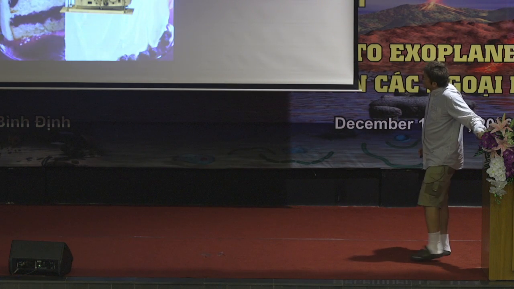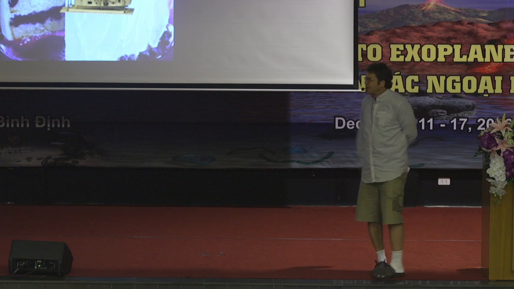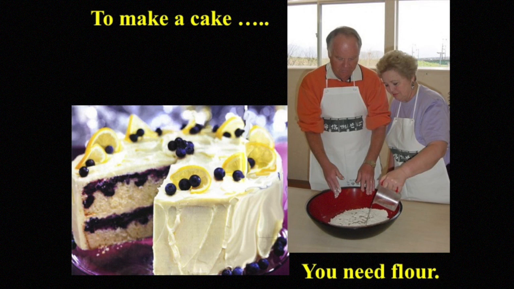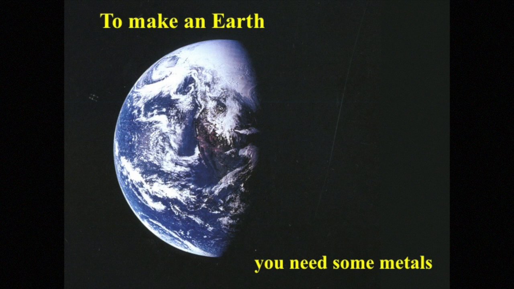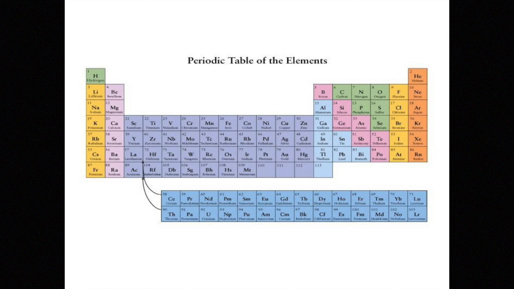Okay, so one thing is to make a cake, you need flour. I think you can agree with that. And to make an Earth, you need some metals. Let me remind you that as astronomers, we don't use this periodic table, we use this one. That's what we mean by metals, but more specifically when we say metals, we use iron. It's right here. That's what we use, Fe on H usually. So metals are there, and then iron.